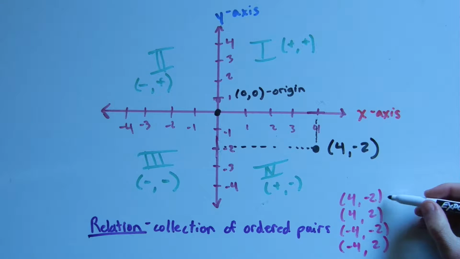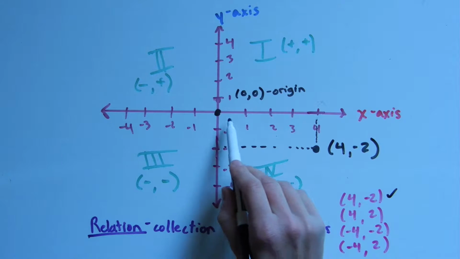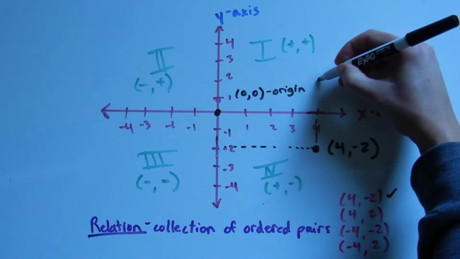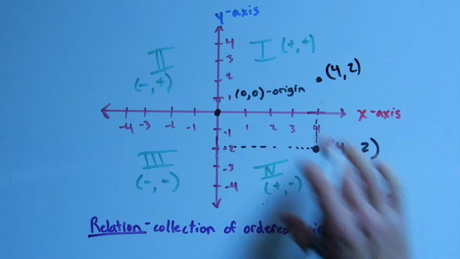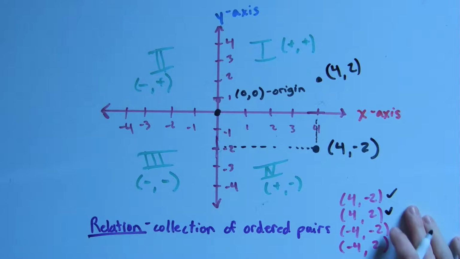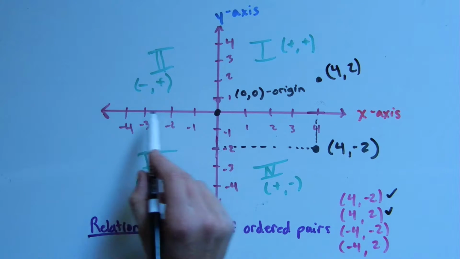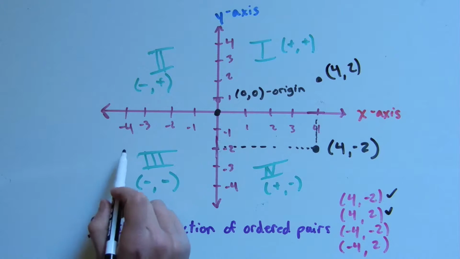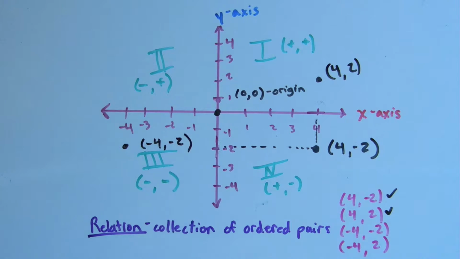So the first coordinate, 4, -2, we've already plotted. The second coordinate, 4, +2, going over 4 in the x direction and up 2 in the positive y direction. This coordinate fell within the first quadrant, so 4, 2 is in the first quadrant. -4, -2, over 4 to the left, the negative x direction, and down 2 in the negative y direction, and that fell within the third quadrant.